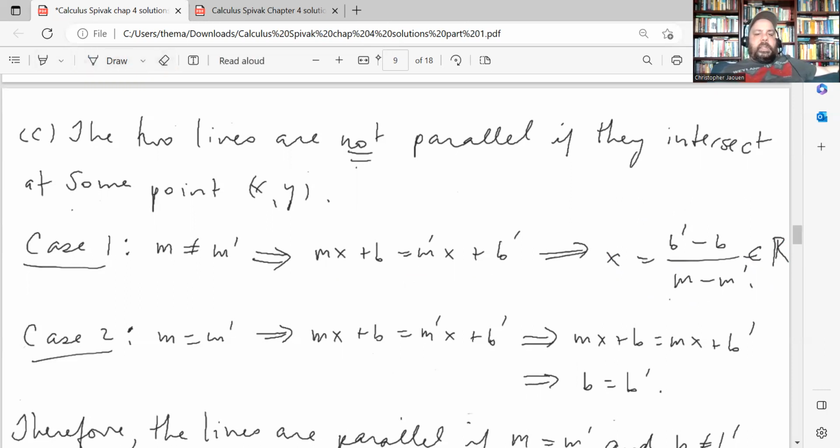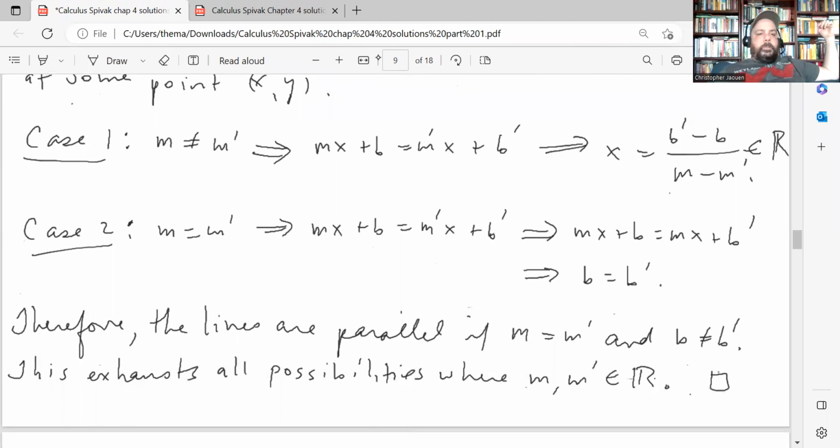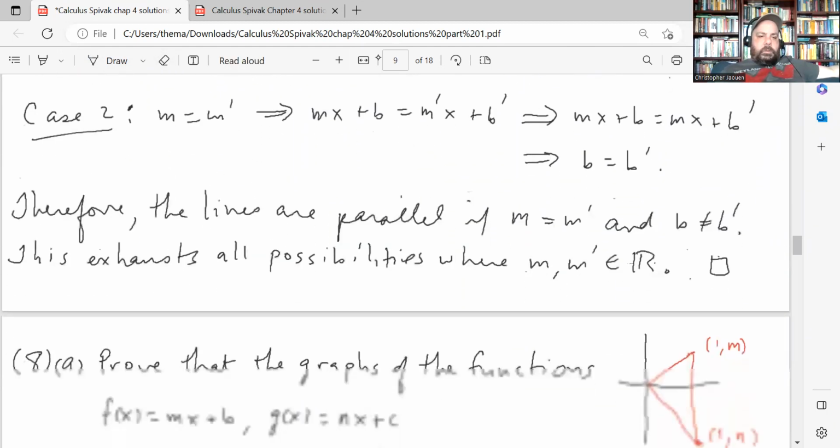Okay, the other case is if the slopes are equal. If m is m prime, then mx plus b equals m prime x plus b prime if and only if b is b prime. That exhausts the two cases where the two lines intersect at a finite point. So if neither of those cases happens, then the lines are parallel. In other words, if m is equal to m prime and b is not b prime, that's the condition for two lines with slopes to be parallel. Okay, that was part C.